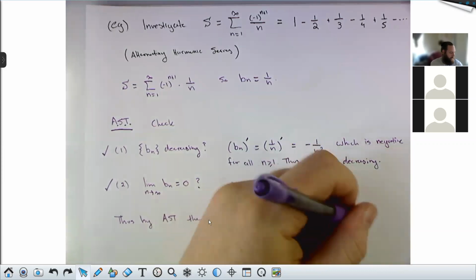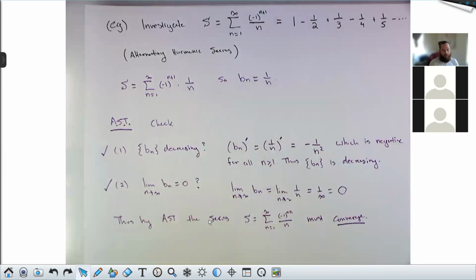Done. And you see, this is actually a pretty easy test to use. You just have to check these two things. Sometimes showing something to be decreasing can be a bit of a pain, but it's not that bad. You take the derivative and show that the derivative is negative, or you can show that the inequality B(n+1) less than Bn is true for all n. That's usually a little bit more work. But either way, you get that the Bn's are decreasing and that the limit of the Bn's is 0. And just from those two things, we see that the series converges.